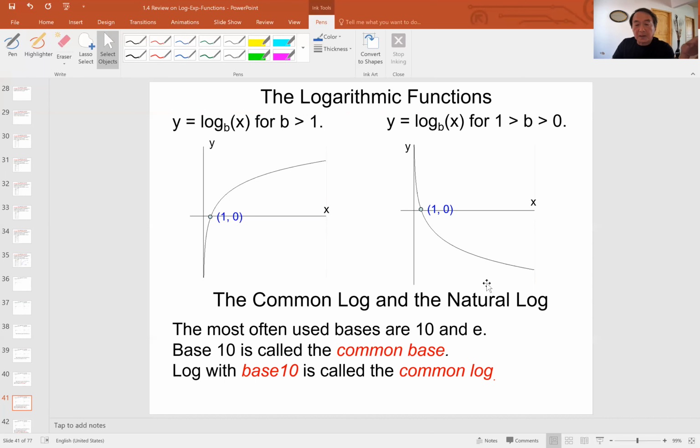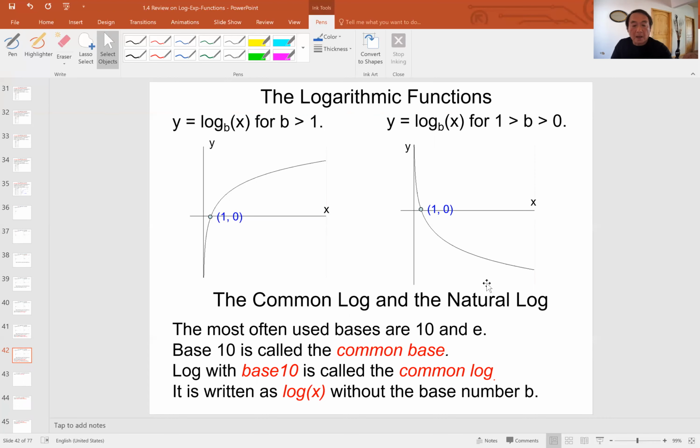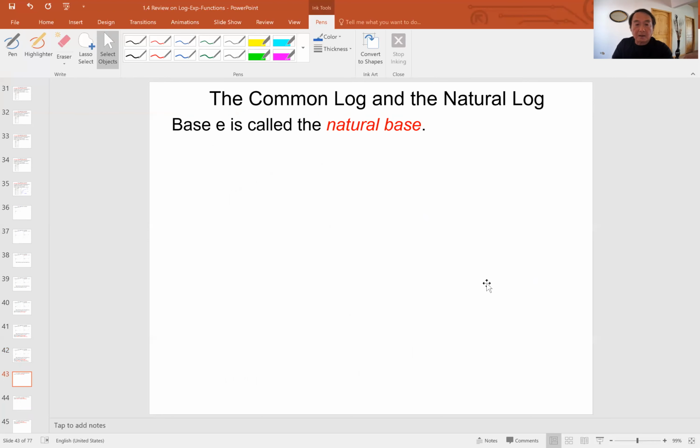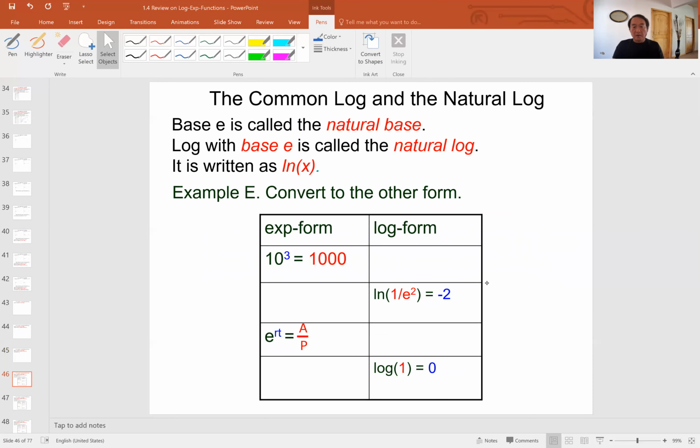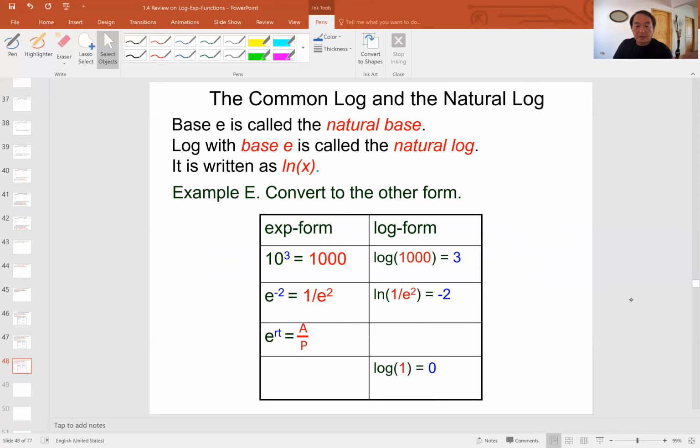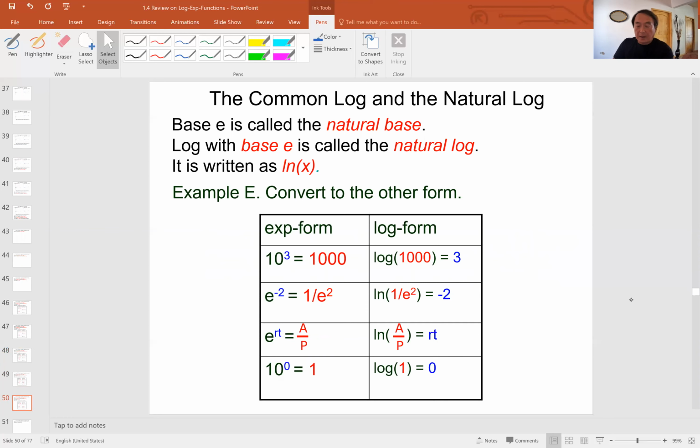In computations, though, a lot of computations turn out to be much easier using base e. So log without a written base is assumed to be base 10, and log base e is written as ln. So those are two different forms: ln is base e, log is base 10. And here is a list using those two base log forms, going back and forth, filling out one form from the other. So you can just scan through these.